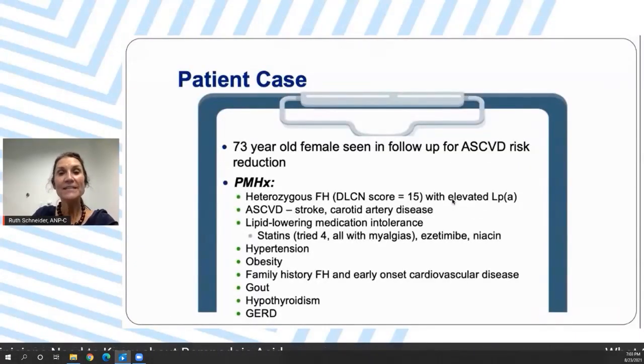73-year-old female seen in follow-up for ASCVD risk reduction. Her past medical history includes heterozygous FH. She has a Dutch lipid score of 15. She also has an elevated lipoprotein A. ASCVD history includes a prior stroke, and she also has carotid artery disease. Lipid-lowering medication intolerance: she has tried 4 different statins and developed myalgias with all of them. She is also intolerant of ezetimibe and niacin.